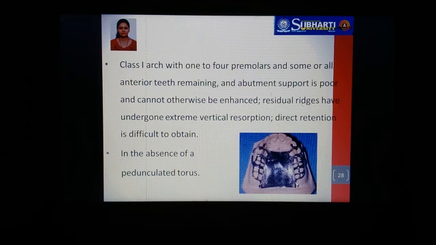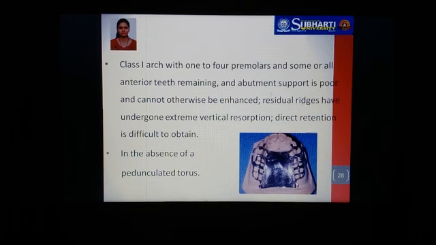When some or all anterior teeth are remaining, the abutment support is poor and cannot otherwise be enhanced, this major connector with such a large dimension is given to provide support to the remaining periodontally compromised teeth. Also, there are chances when the residual ridge resorption is greater. In that case, retention is very difficult to gain from the remaining periodontally compromised teeth. In that case also, this major connector is going to provide indirect retention as well as support the remaining abutment teeth.